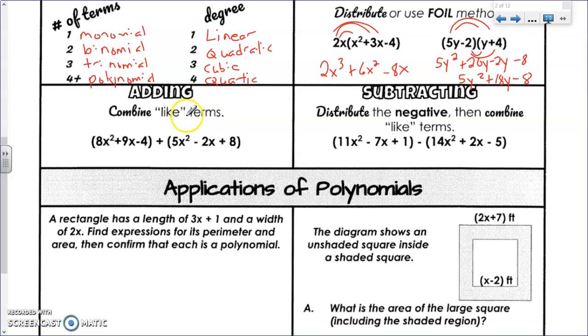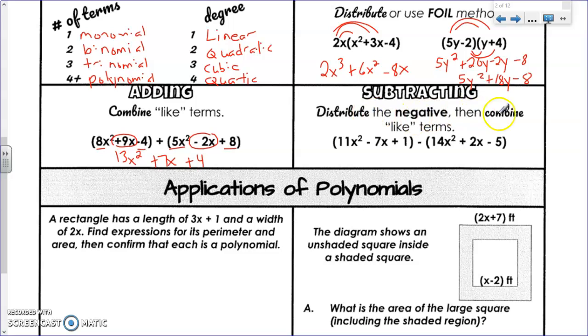Combine like terms, we add the number, keep the term. So when you're adding, you just drop the parentheses, you would get 8 plus 5 there. So that would be 13x squared, keep the term, and then 9x minus 2x is plus 7x, and then negative 4 plus 8 is plus 4.